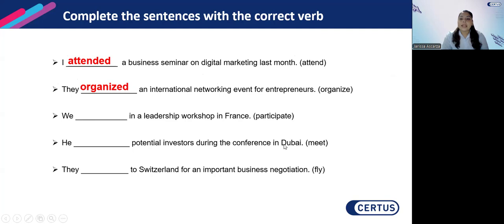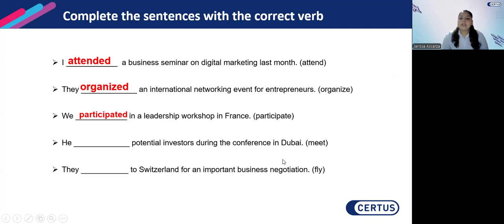Number 3, here the verb is participate. As the second one, it is ending in the letter E. So what do we have to do? Just add the letter D. We participated in a leadership workshop in French.